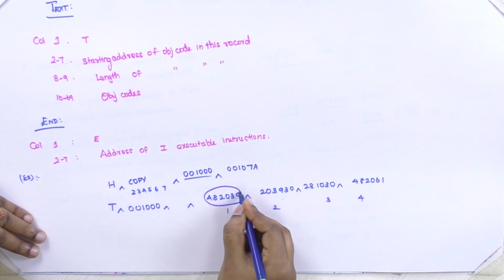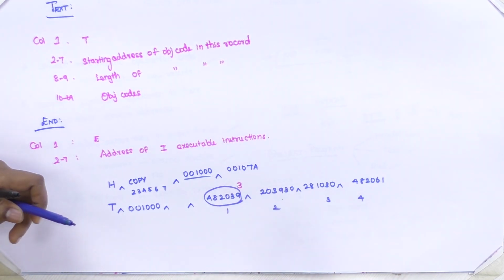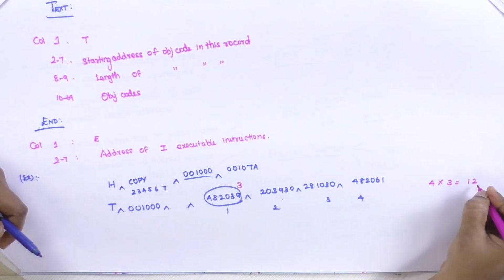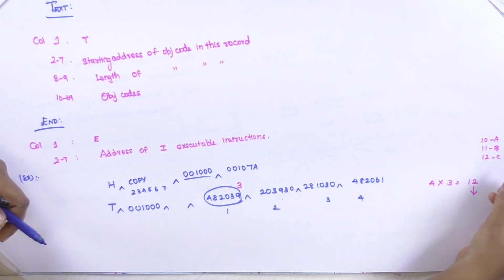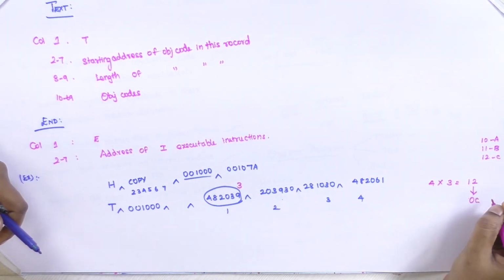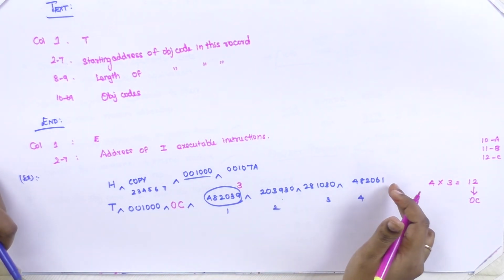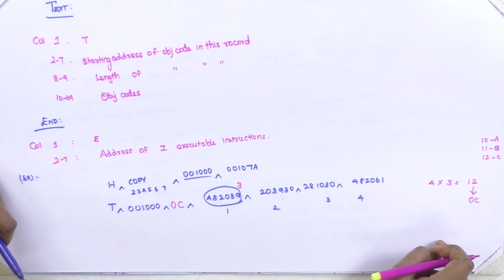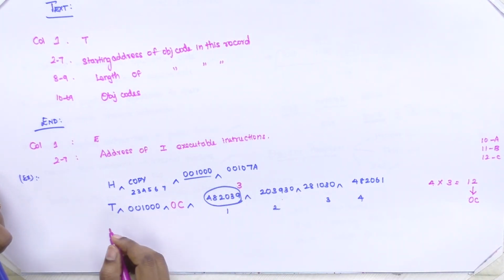Each object code is of 3 bytes. So totally 4 object codes are there. 4 into 3 equals 12 bytes. What is the hexadecimal value for 12? For 10 it is A, for 11 it is B, for 12 it is C. So 12 is represented as 0C. So the length of the text record is 0C. If I am storing 7 object codes, the length will be 3 into 7 equals 21. You have to convert 21 into hexadecimal and represent it here.